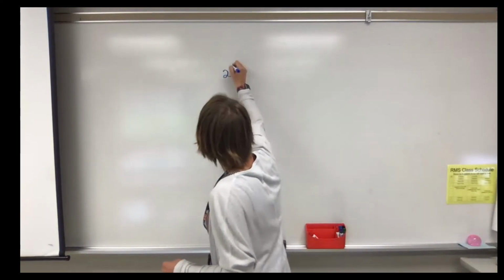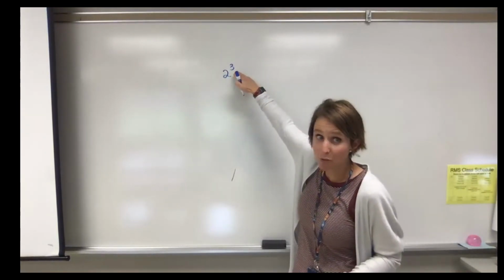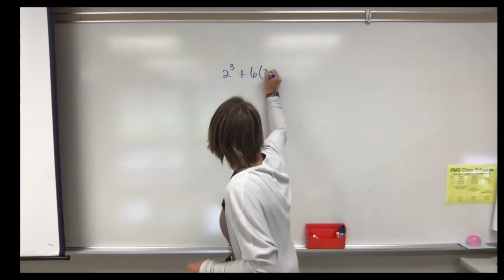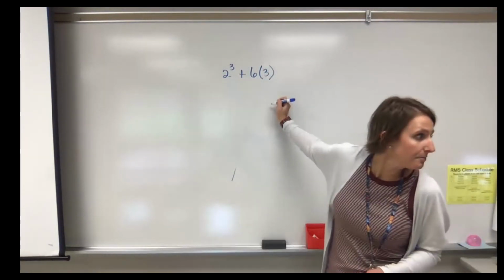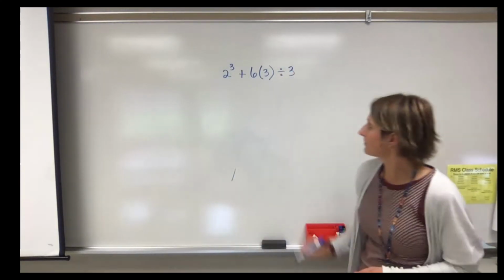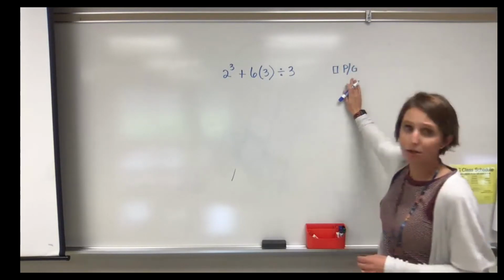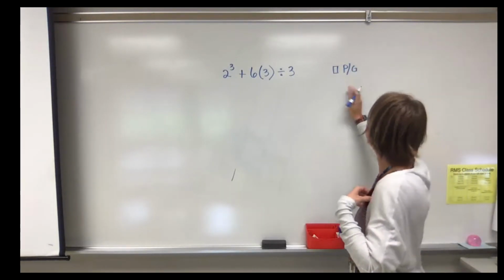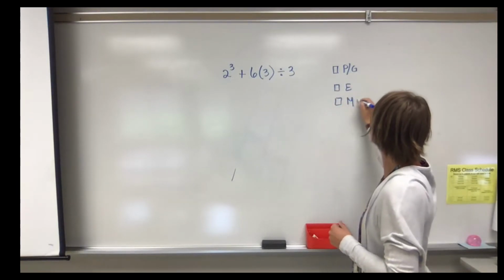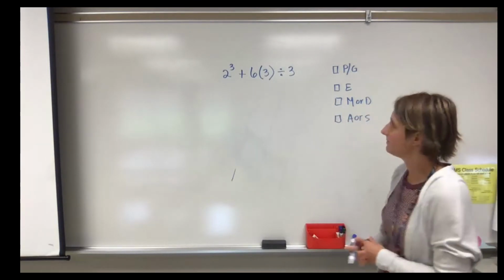All right, we have 2 to the 3rd power, or 2 cubed, plus 6 times 3 divided by 3. Create our checklist over here. We have our parentheses, but also we're going to start to look for other grouping symbols that might be present. We have exponents that are part of order of operations, multiplication or division, addition or subtraction.